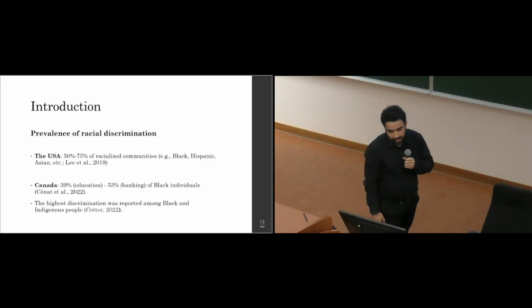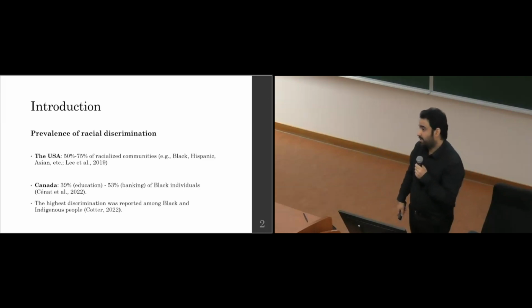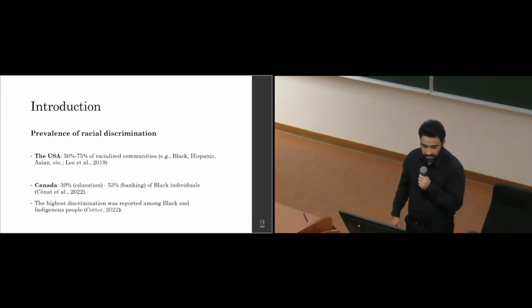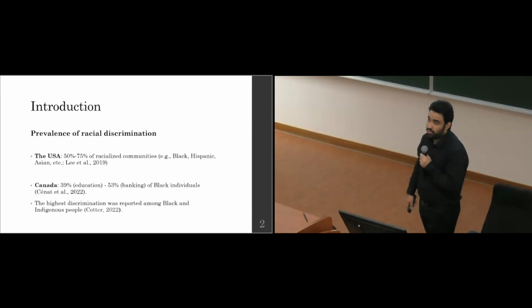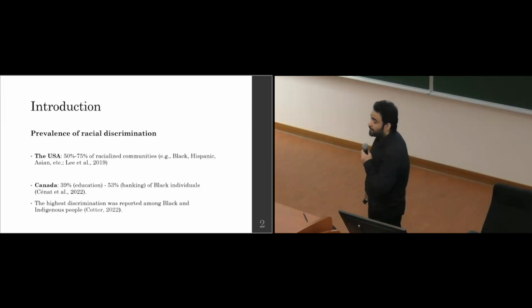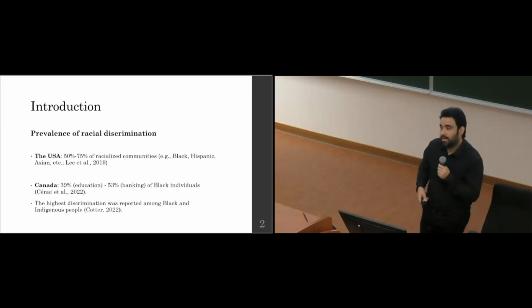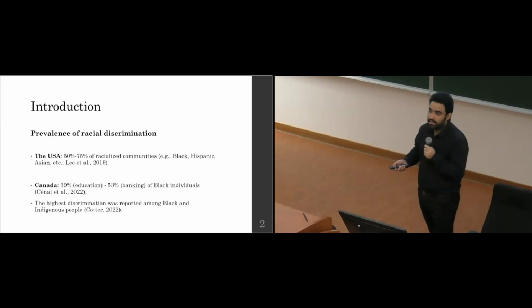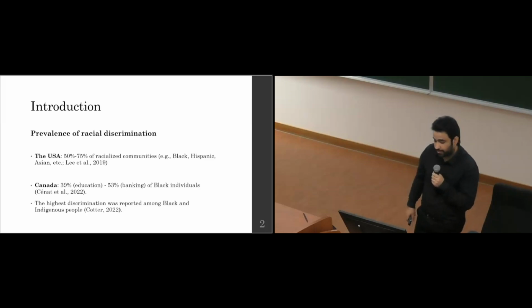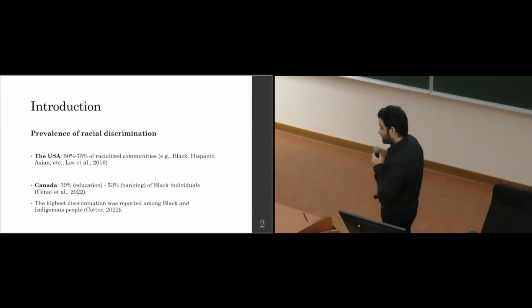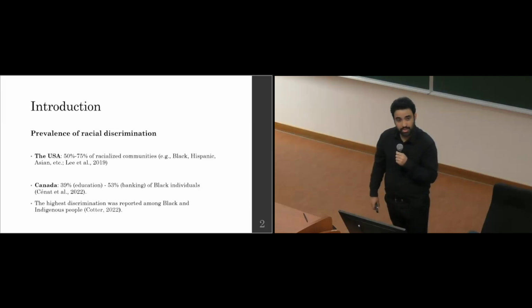For instance, in the USA, we have a study conducted by Lee and colleagues in 2019. They showed that there is around 50 to 75% prevalence of racial discrimination among Black, Hispanic, and Asian people. And in Canada, a study conducted by Sena and colleagues in 2022 among Black individuals showed around 39 to 53% prevalence of racial discrimination in different aspects, which included education, neighborhood, police, health settings, and other aspects. And in another study conducted by Qatar in 2022, they reported a high prevalence of racial discrimination among Black and Indigenous people. So it was the highest prevalence compared to other racialized groups in Canada.